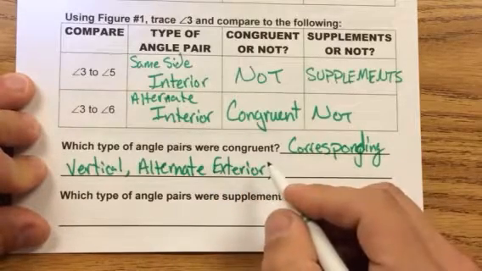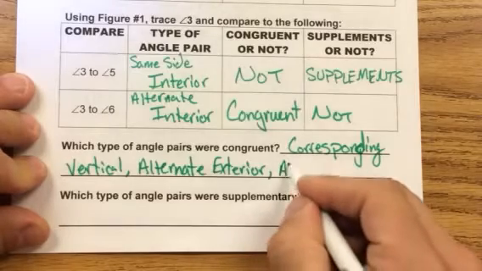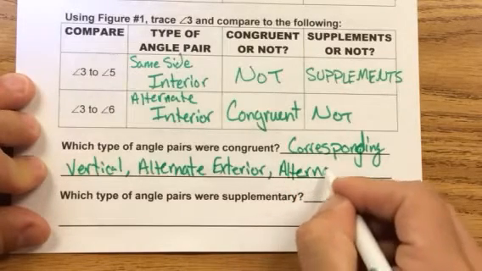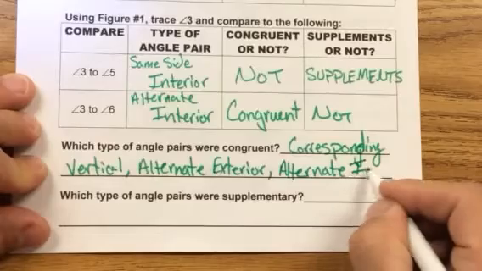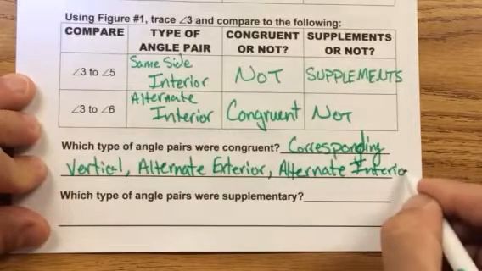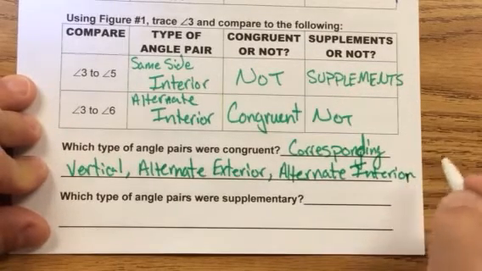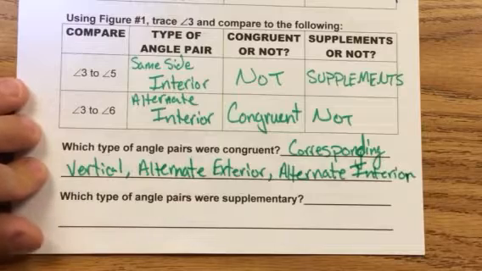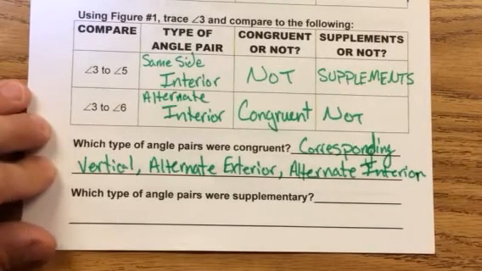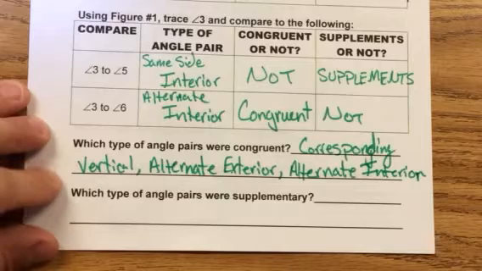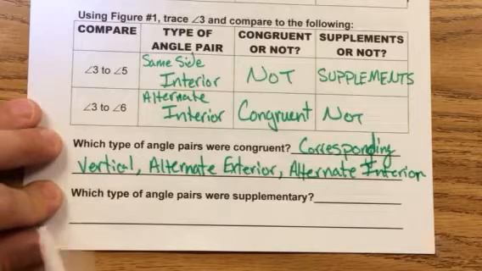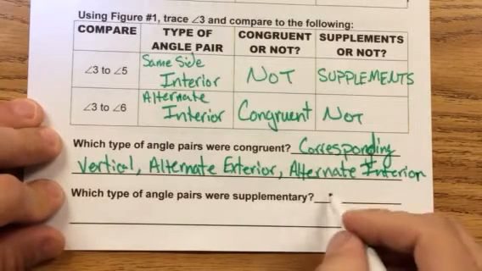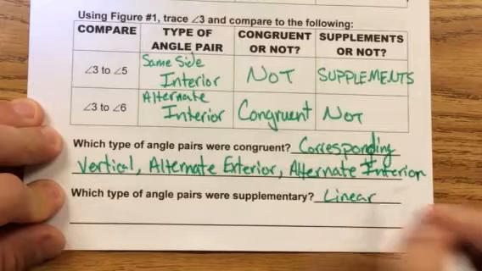And we can say that alternate interior angles are congruent as well. So, those are our types of angle pairs that are congruent. Let's look at the ones that are now supplements or supplementary to each other. We know that linear pairs are going to be supplements.